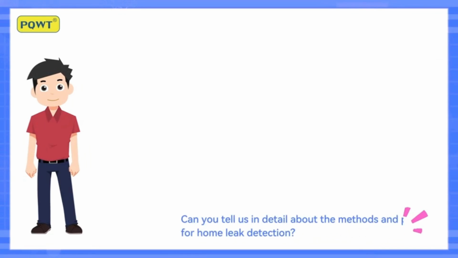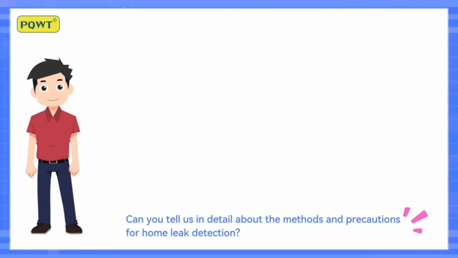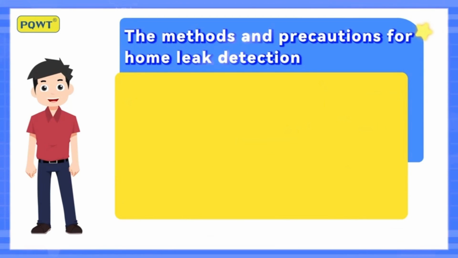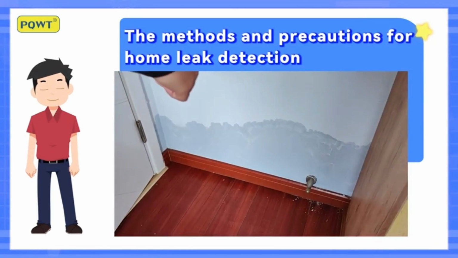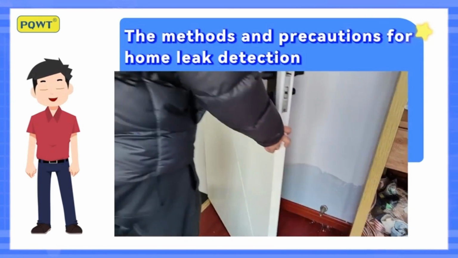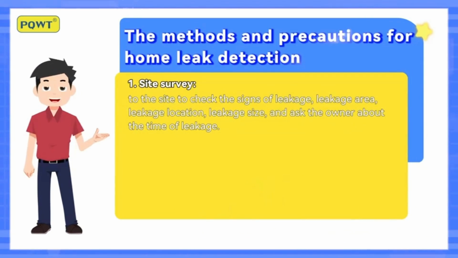Can you tell us in detail about the methods and precautions for home leak detection? The methods and precautions for home leak detection. 1. Site survey. Go to the site to check the signs of leakage, leakage area, leakage location, and leakage size, and ask the owner about the time of leakage.